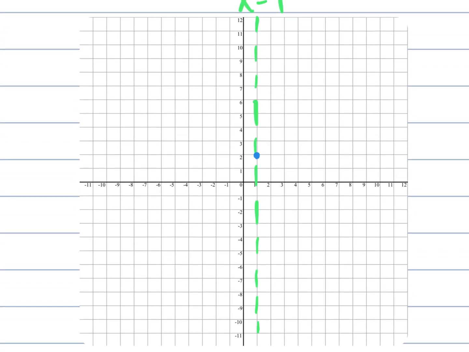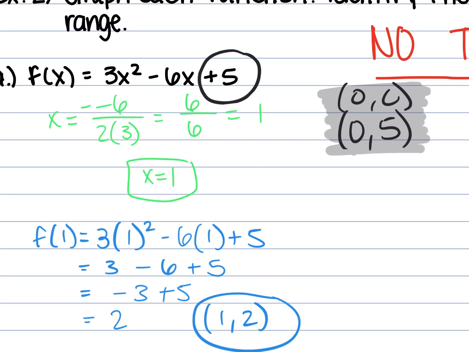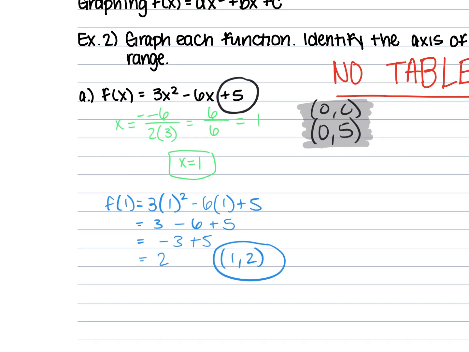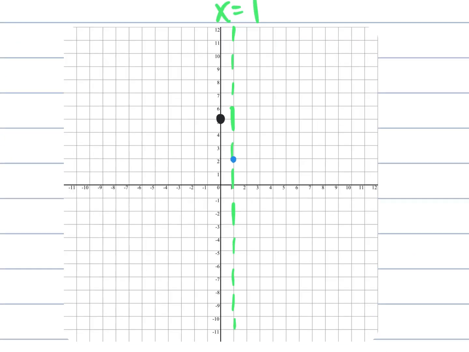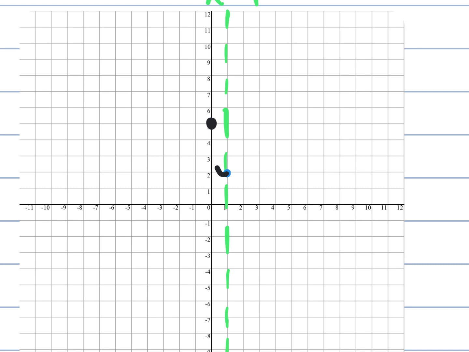And then what was the last point that I had? 0, 5. Where's 0, 5? Facing down. Right there. And it's going down. It is not facing down. Let's think about it. Look at your A value. Is my A value positive or negative? So that means my graph should be up. Check it out. You're going to start at the vertex and draw a curve going up.